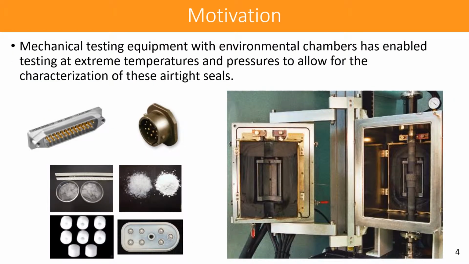Mechanical testing equipment with environmental chambers allows us to test these seals at extreme temperatures and pressures for the characterization of these seals. Below I've included examples of glass ceramic hermetic seals and pictures of how they're made. Along with this, I included a simple testing machine to illustrate the type of equipment used throughout the engineering world to characterize these materials.